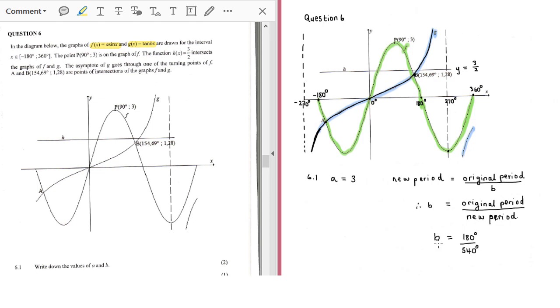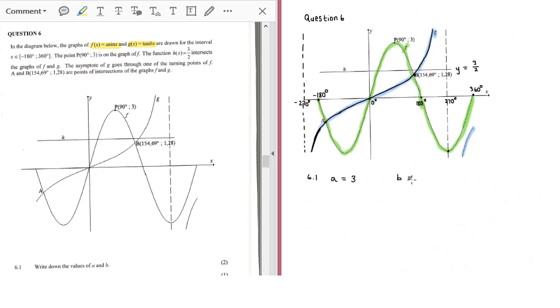Okay, so if you plug this into your calculator, you get that b is equal to 1 over 3. And another way that you could have figured out that b value, and I learned this from one of my subscribers, is to just look at the old coordinates divided by the new coordinates. Specifically over here, what would help you is this coordinate of your asymptote, okay?